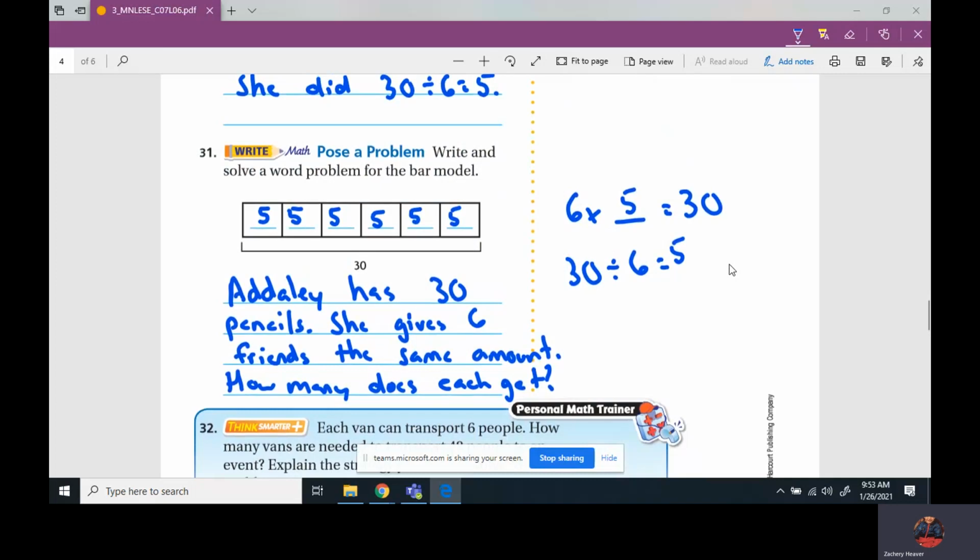Guys, try number 32 by yourself while we wait, okay? Try number 32 by yourself. I think you guys can handle 32. It's going to be really, really simple.